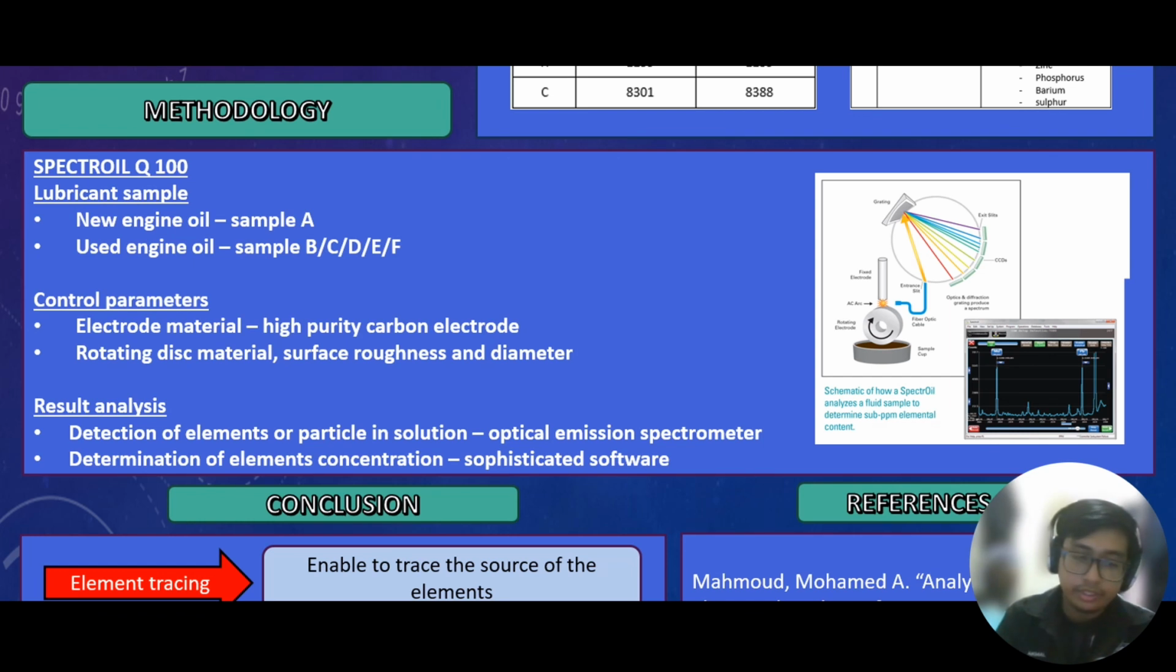To set up the Spectro Q100 machine, the carbon disc needs to be placed onto the shaft using a clean paper towel, and the rod is sharpened using a sharpener. The lever is pushed up on the rod with the clamp, with the tip lightly touching the disc. The oil sample was shaken vigorously, then transferred to the sample stand and lifted onto the disc. The machine is closed, and the start button is pushed to start the process. So that's all for the methodology for this project.